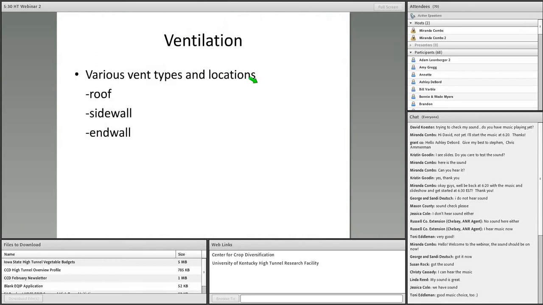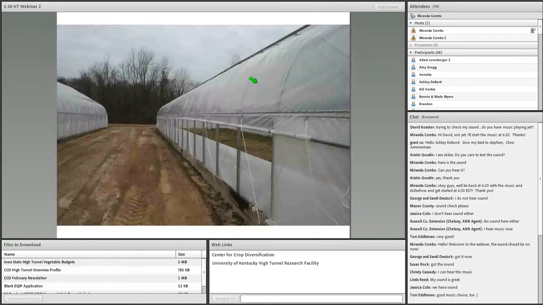Let's move on to the next topic. We'll talk about ventilation briefly. There's various types of vents, or maybe I should say locations. You can have roofs, side walls, and end walls, and we've got some pictures here I think will help illustrate that better. What we're looking at is the side of a 30 by 96 foot high tunnel structure.